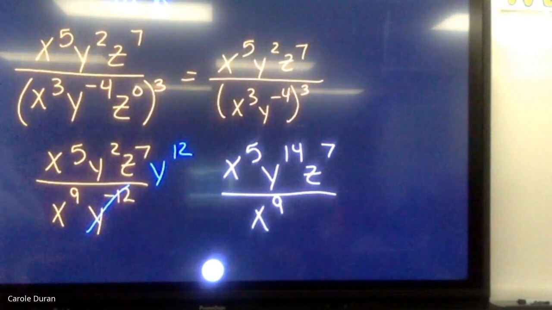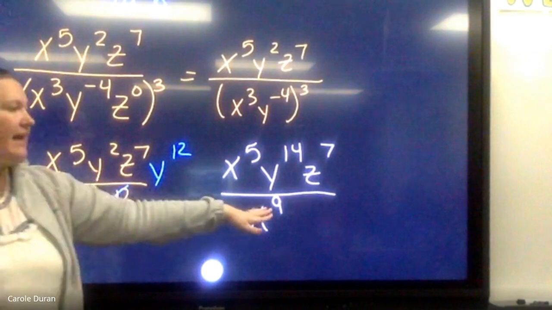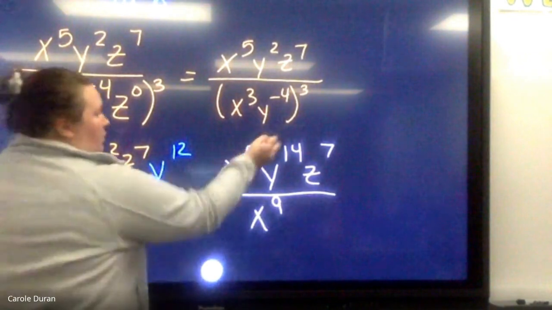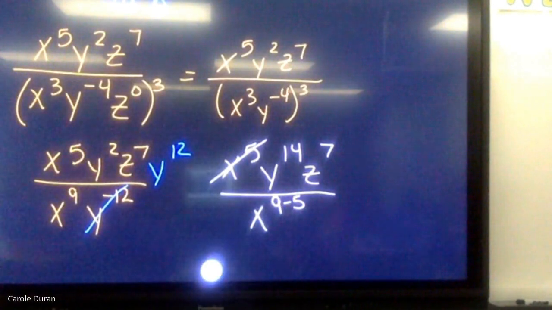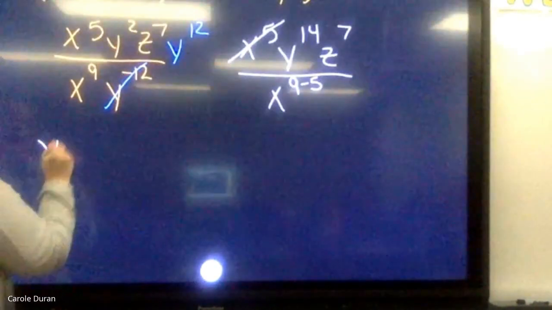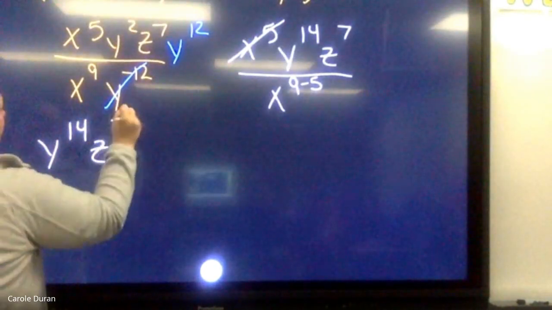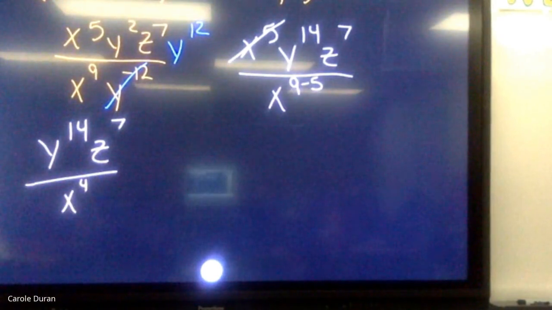How do I simplify an x5 over an x9? You take the bottom x9 and subtract the top x5 from it. We identify which exponent is bigger and we subtract the other one from it. Clearly the 9 is bigger than the 5, so when I move that across, it becomes subtraction and I get x to the 9 minus 5. So simplified, the answer is y15 z7 over x4. That's it.